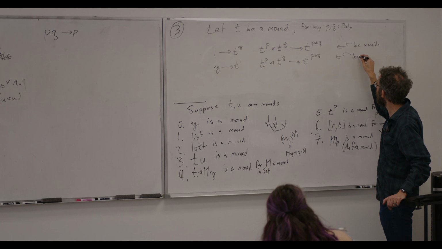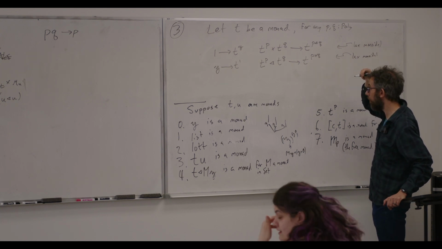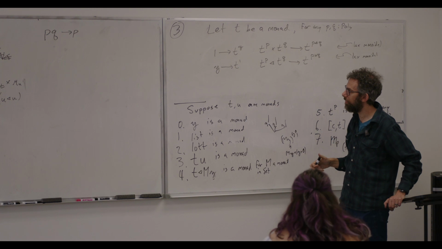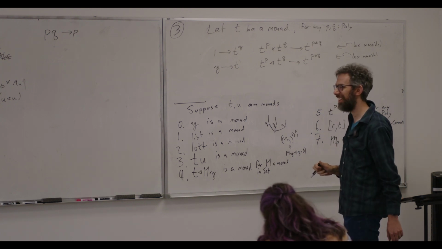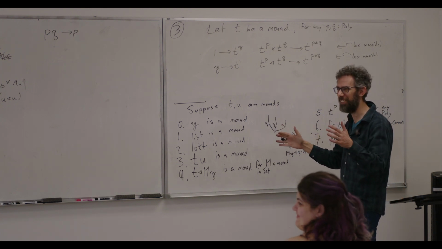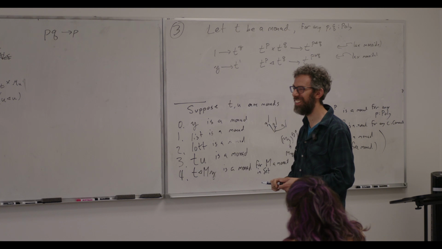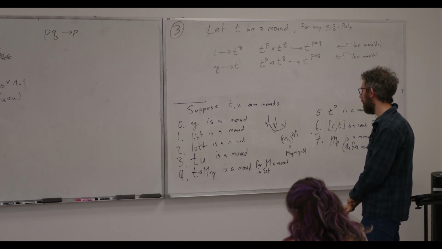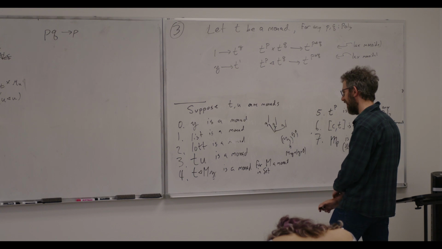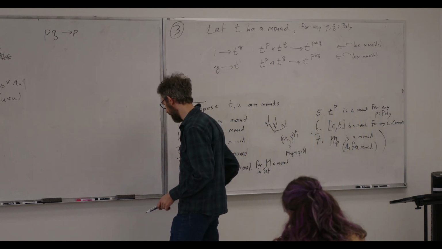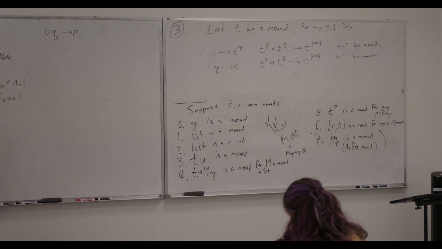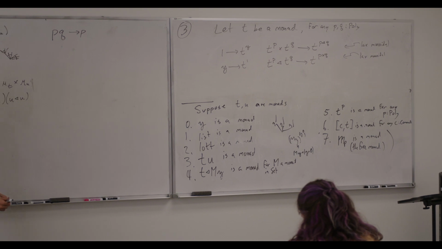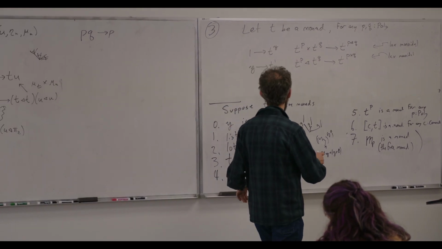David, I'm going to ask a question of outlandish stupidity. T and U are monads, but they are not polynomial monads.